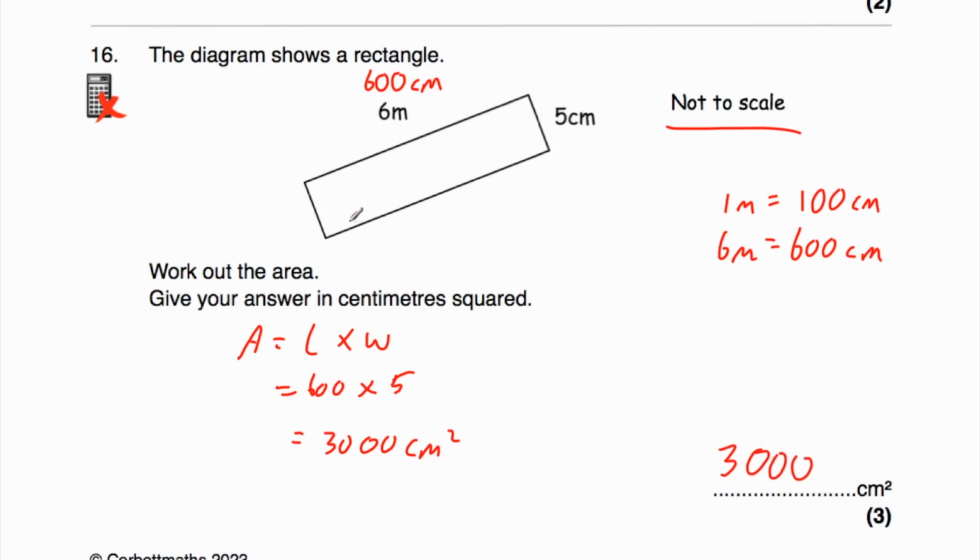And this question is quite important because it just goes to show that if you are finding the area of a rectangle, it is very important that you're dealing with the same units before you do your multiplications. So you wouldn't just do 6 times 5 here because one's in meters and one's in centimeters. Okay, let's have a look at our next question.